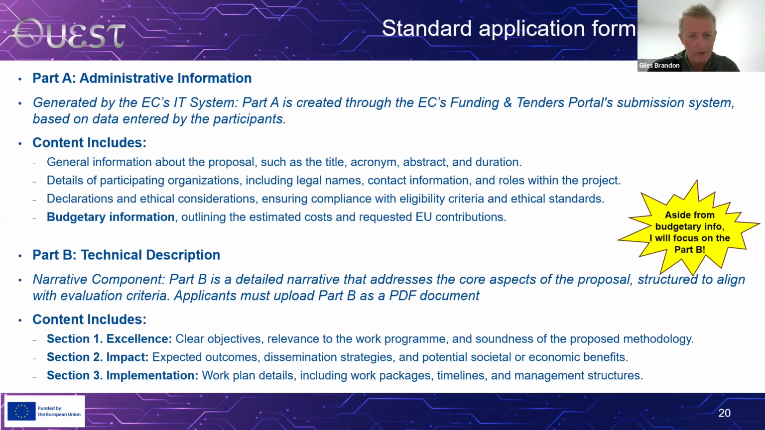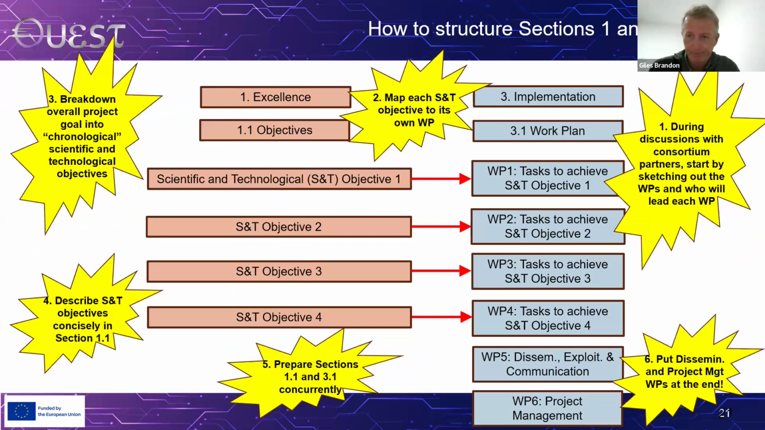Regarding the Part B, this is the narrative component of the proposal. This is where you're going to have to explain how your proposal addresses things such as the scope, the expected outcomes, and so on from the call text. The Part B mainly breaks down into three sections: Section 1, excellence; Section 2, impact; Section 3, implementation. I'm going to talk more at length about these three sections.